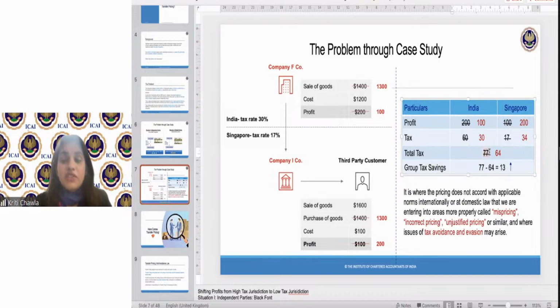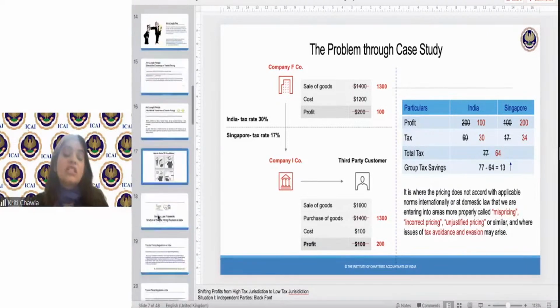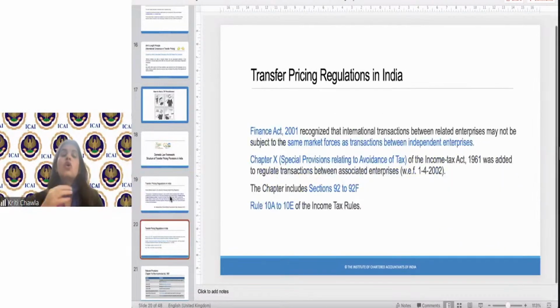They should have paid a tax of 77, but they were actually paying a tax of 64. And this was happening because of the tax avoidance strategy in place. They were transacting at a price which was determined by their relationship rather than the market. And this was a serious concern in transfer pricing. So they set up an expert group to look into this structure. And after that, with the Finance Act of 2001, they introduced transfer pricing provisions in India.